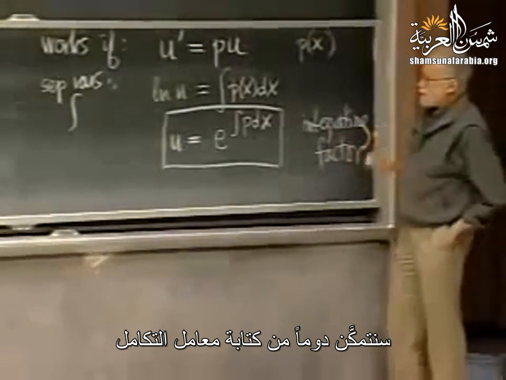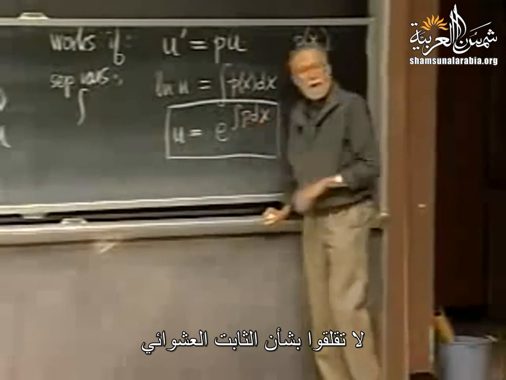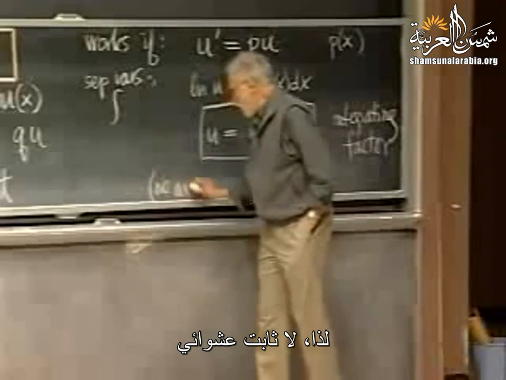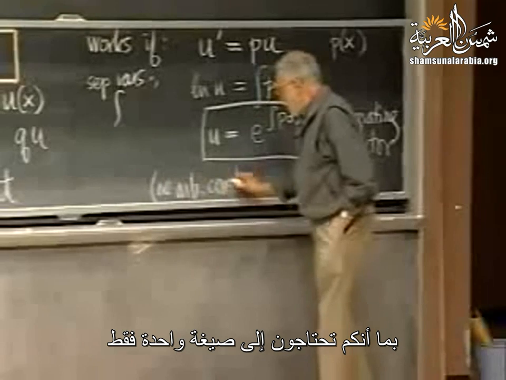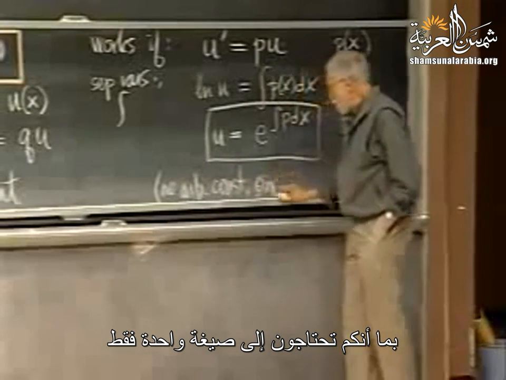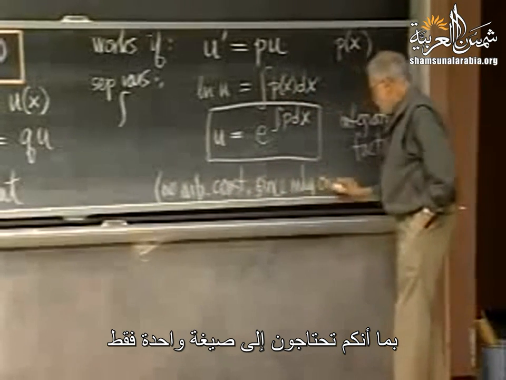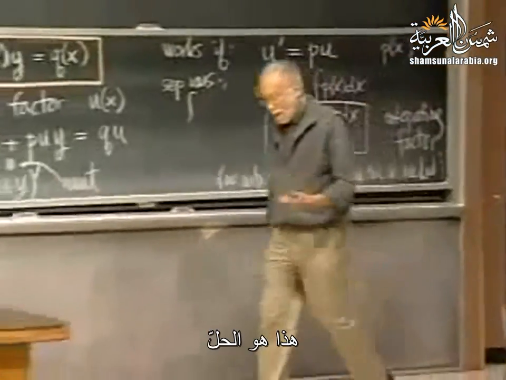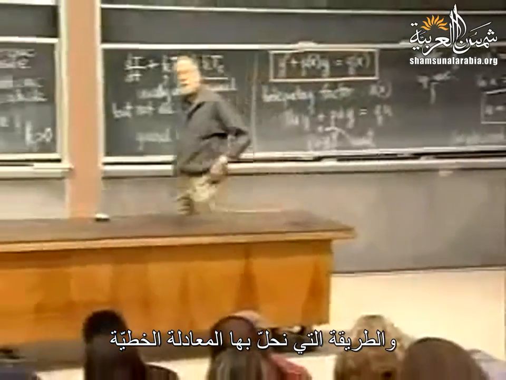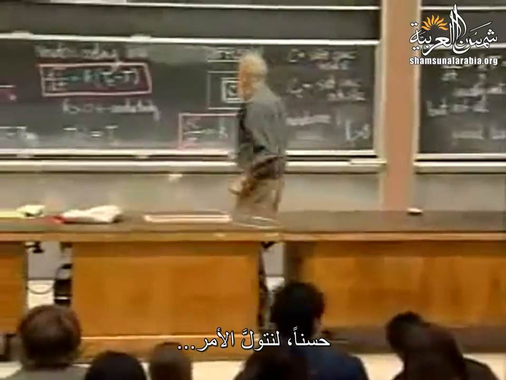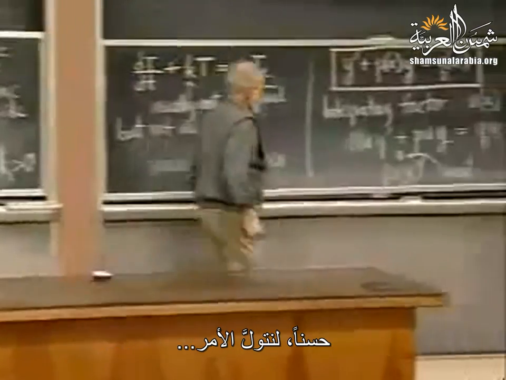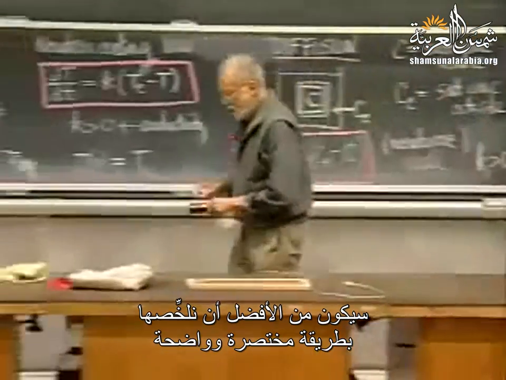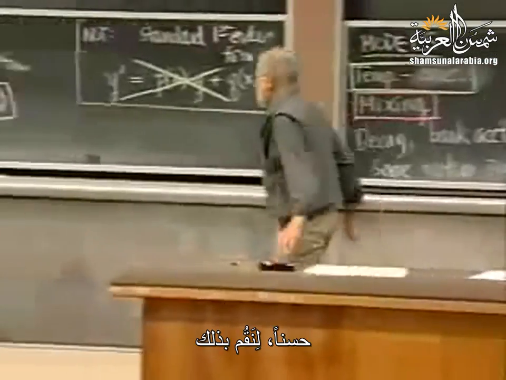We'll always be able to write an integrating factor. Don't worry about the arbitrary constant, because you only need one such u. So no arbitrary constant, since only one u is needed. And that's the solution, the way we solve the linear equation. Okay, let's take over and actually do it. I think it would be better to summarize it as a clear-cut method. So let's do that.